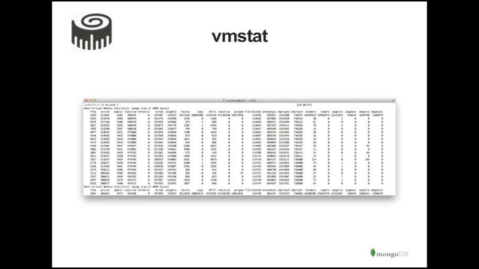vmstat will basically give us an indication of how much data we are constantly using and how much of that data is actually fitting into memory or needs to be evicted all the time. The number of page faults and the amount of active and free memory are important metrics to keep in consideration.